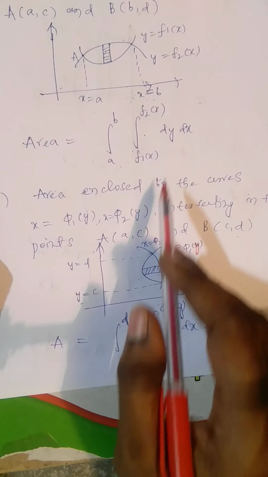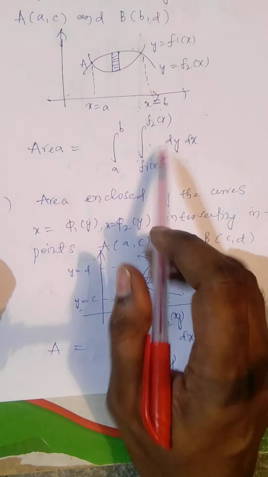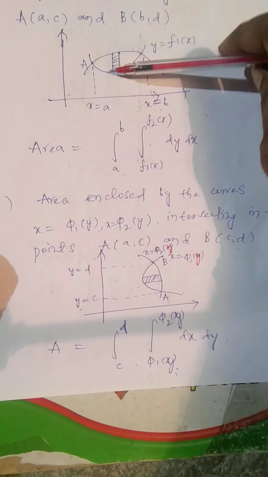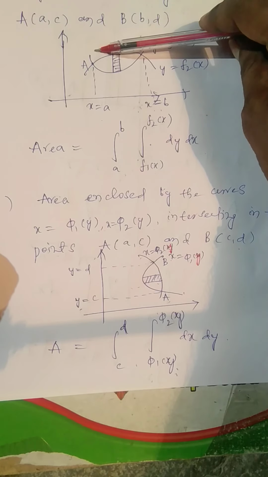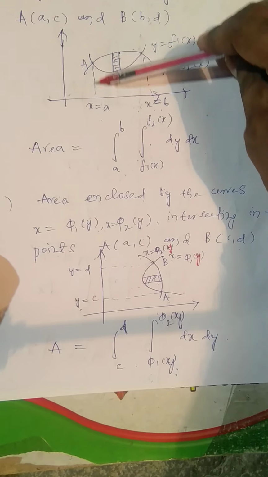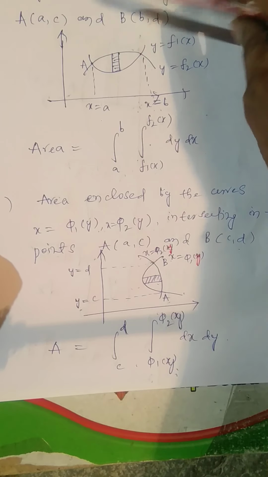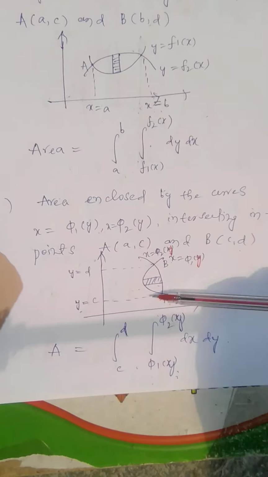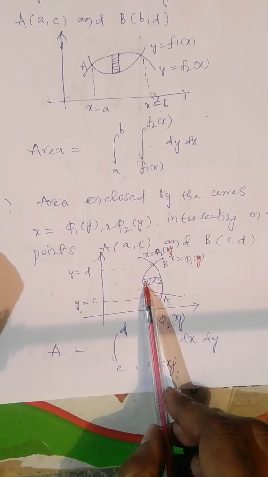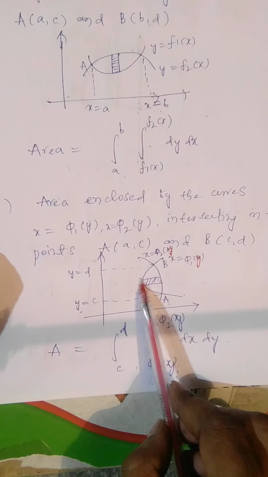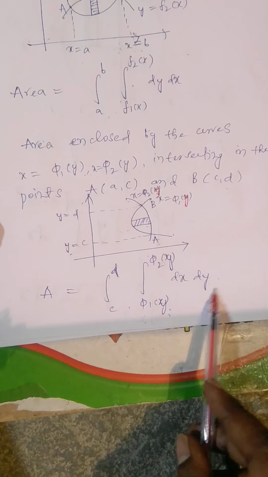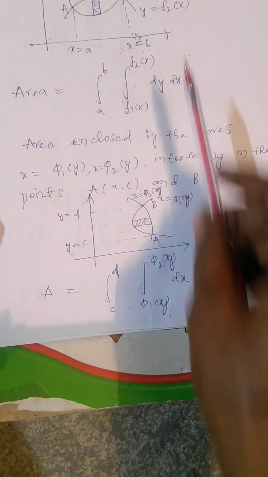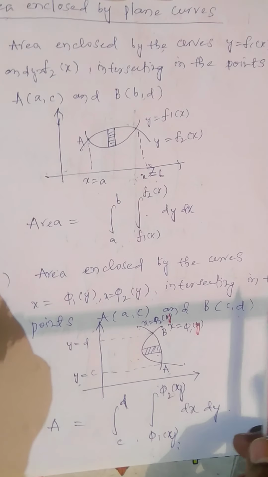See, in the first case we are taking a vertical strip, parallel to the y axis. So first we are taking y limits, y equals f1 of x to f2 of x, and x equals a to b. Here we are taking a horizontal strip, so x equals psi 1 of y to psi 2 of y, and y limits are y equals c to d. Then with dx dy we can find the area. In these two cases we find the area bounded by the plane curves.